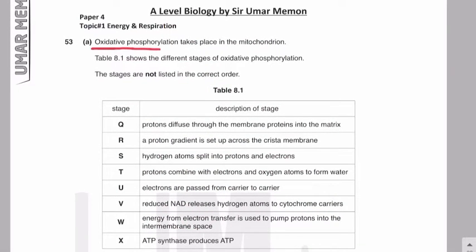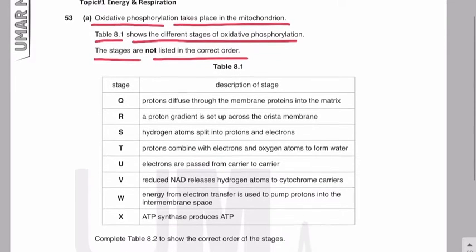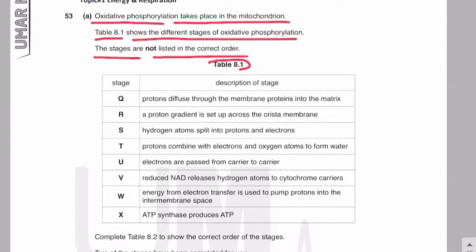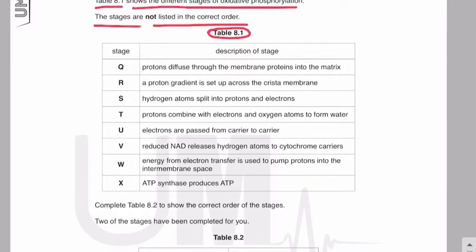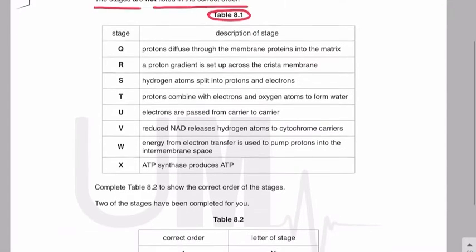Oxidative phosphorylation takes place in the mitochondrion. As we all know, oxidative phosphorylation is the last stage of aerobic respiration and it takes place in the mitochondrion. Table 8.1 shows the different stages of oxidative phosphorylation. These stages are not listed in the correct order. So guys, what we have to do is place these stages in the correct order.